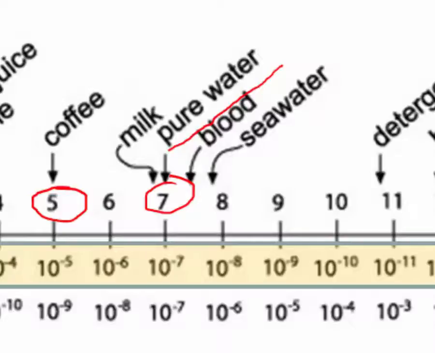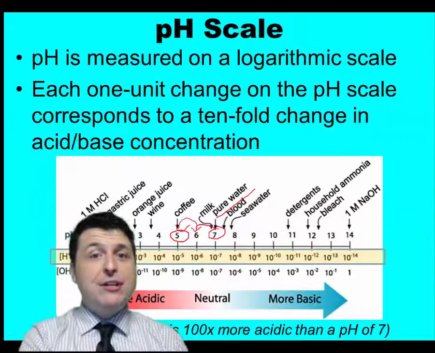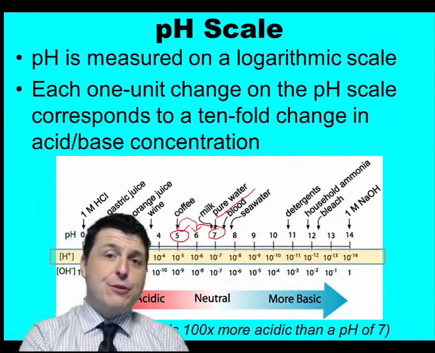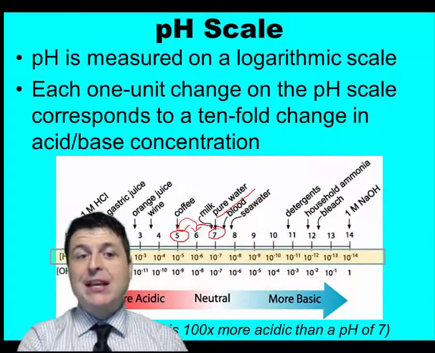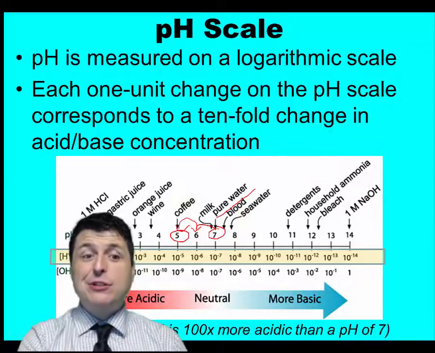So coffee is actually 100 times more acidic than pure water. When we go from 7 to 6, we are going 10 times more acidic. From 6 to 5, that's 10 more times acidic. So the total change is 100 times more acidic. Each 1 unit change on the pH scale, either towards the acidic or towards the basic, corresponds to that tenfold change in acids and base.